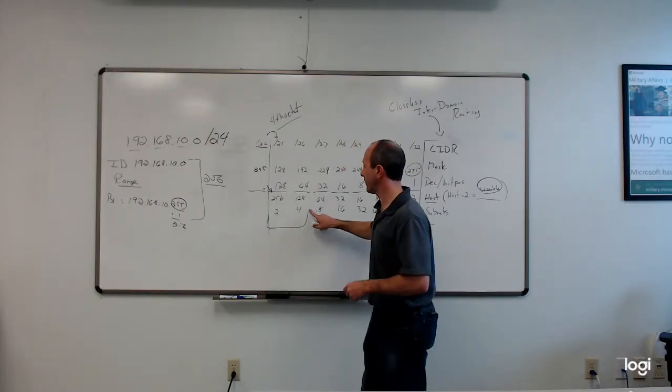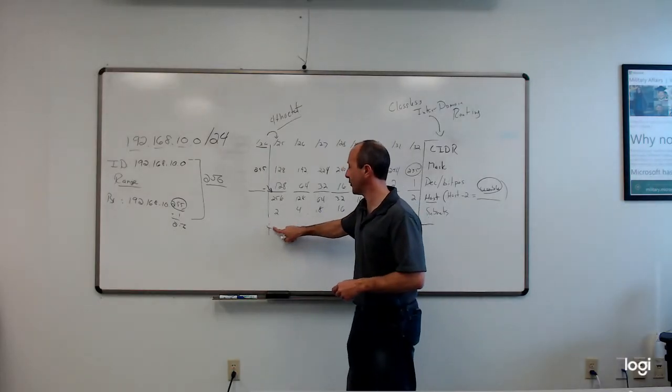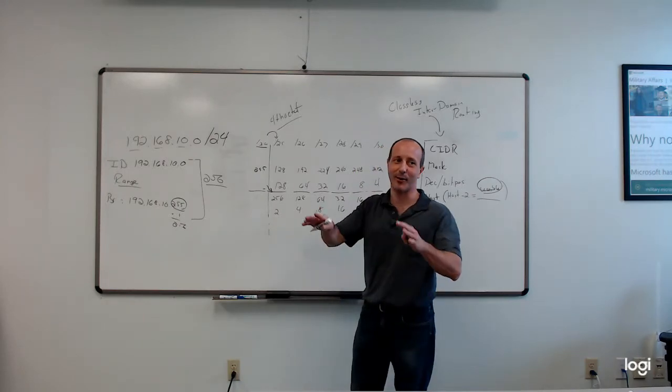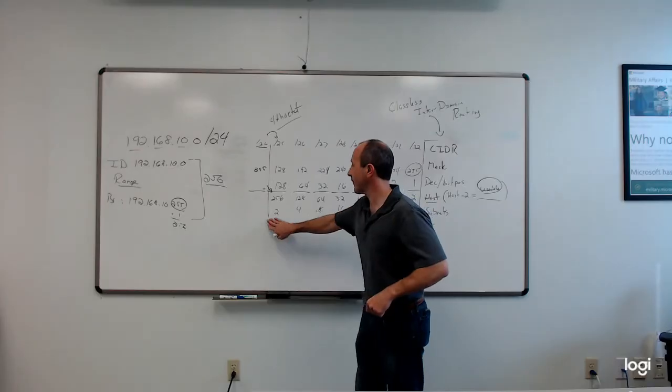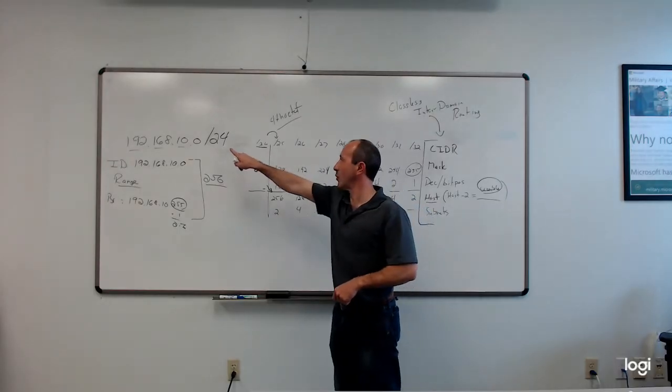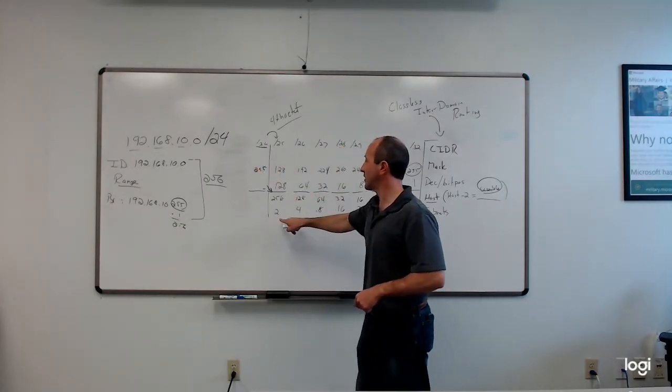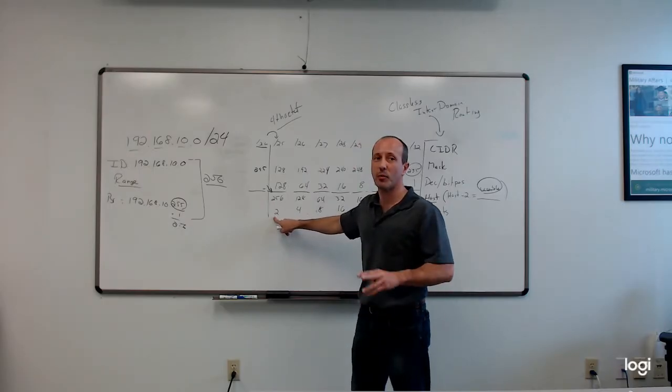Okay. I'm going to do the 2. I always like doing the easy part, and I like to give the hard part to you guys. See if you understand the concept. All right. I'm going to break the 192.168.10.0 into 2 smaller networks.